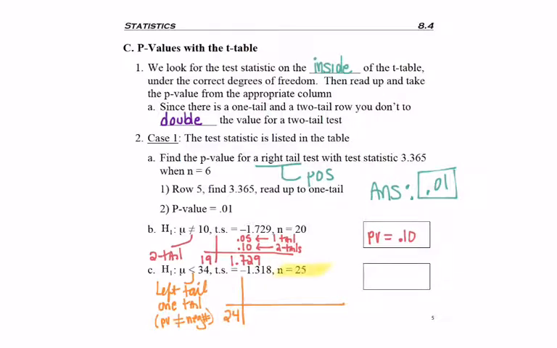So I go to row n-1, which is 24. I do find positive 1.318. And when I read straight up, I see 0.10 1 tail, which is really all I needed. But remember, be careful, there's another set of numbers there. And I get the p-value of 0.10.